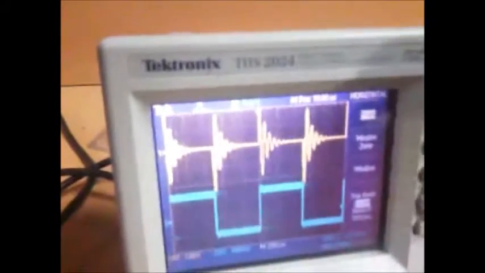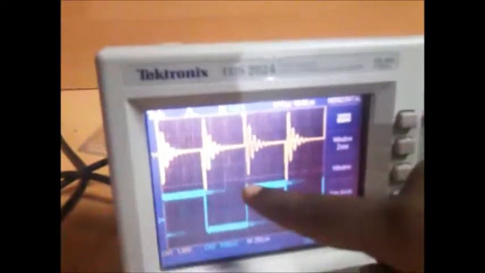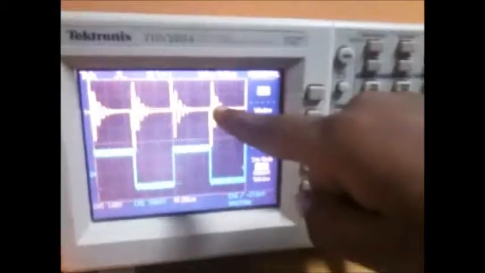We have got the perfect output: for the positive pulse, our output pulse starts from the positive, and for the negative pulse, the output starts from the negative. You can see over here.